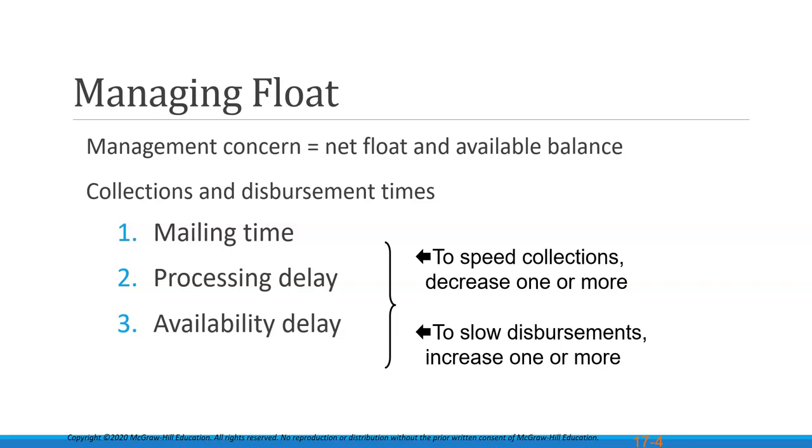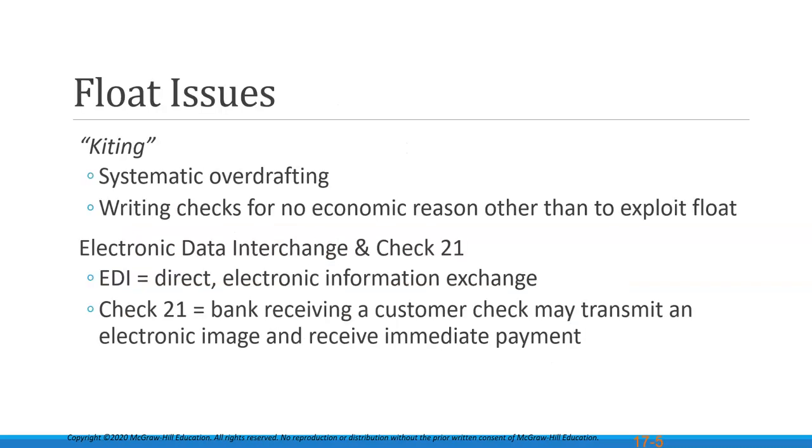So there are different ways to speed up collections or slow disbursements. We can look at mailing time. We have processing delays, availability delays, different things that you can do. So one of the examples in the textbooks for mailing time is that we would mail from a location that would take longer to arrive in the post office to give us a couple of extra days' time. Or we would delay processing the transaction in order to increase our float. We also have what was called check kiting. Check kiting is a systematic overdraft. It's a method of writing checks for no economic reason other than to exploit float.